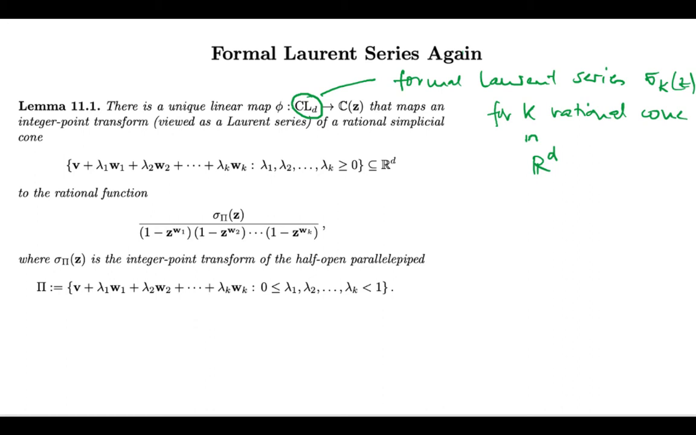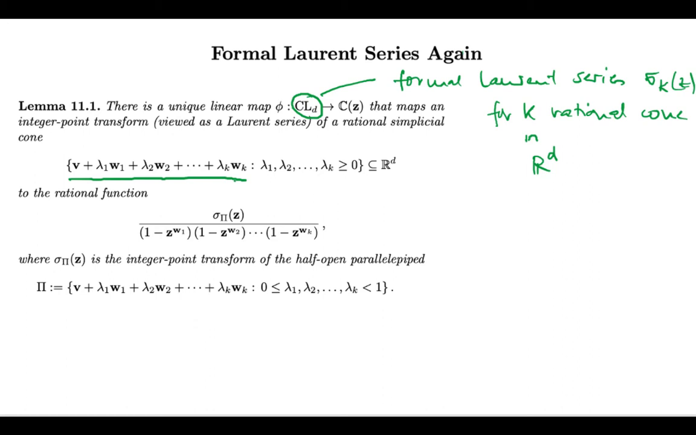And this lemma here, lemma 11.1, is supposed to clear the situation. It says that there's a unique linear map from this subset of formal Laurent series, namely the ones corresponding to integer point transforms of rational cones in some dimension d, to rational functions in d variables, with the property that if we have a simplicial cone, so we know we can always write a simplicial cone in this form where the w's are linearly independent, this gets mapped to the rational function that we've encountered in chapter 3, where the numerator is the integer point transform of the fundamental parallelepiped, and the denominator is determined by the generators.